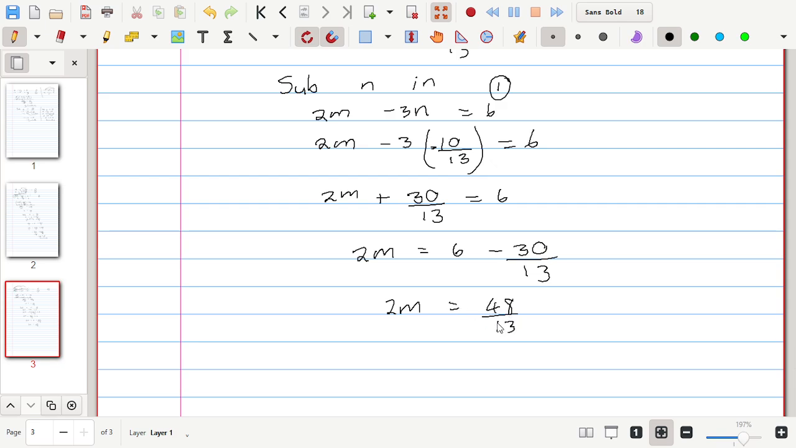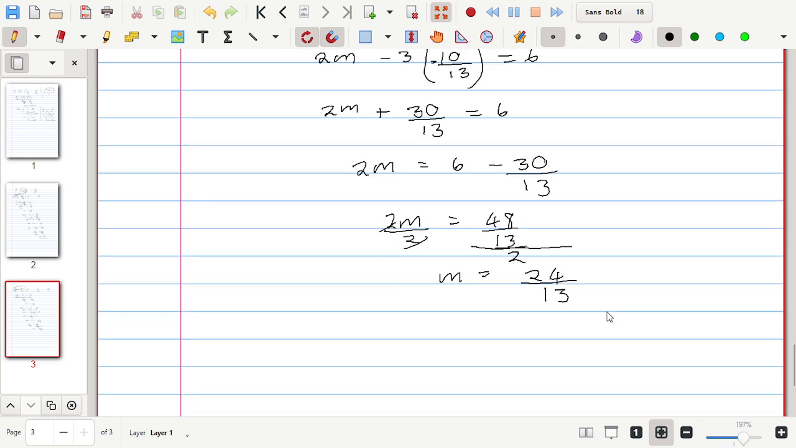Now, we haven't yet solved for m. What we need to do is we need to divide this by 2 and divide this by 2. This will cancel this. Now the m will be equal to 24 over 13. Please take note that we have to divide this entire fraction by 2, not just the denominator.